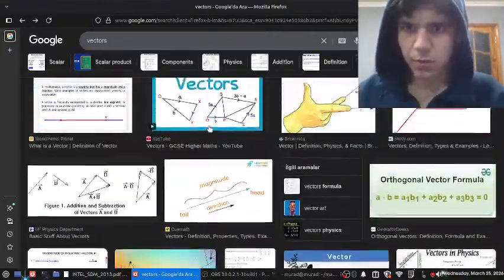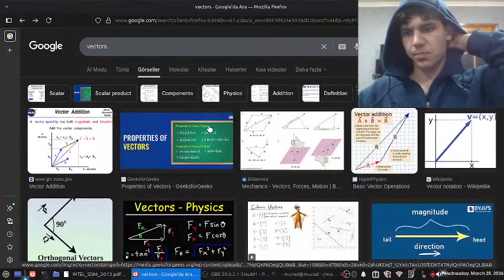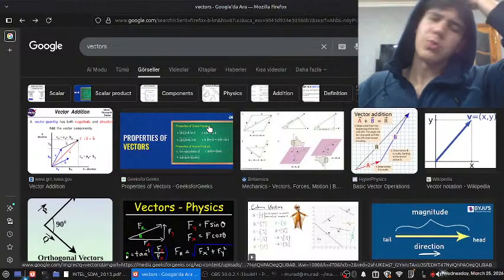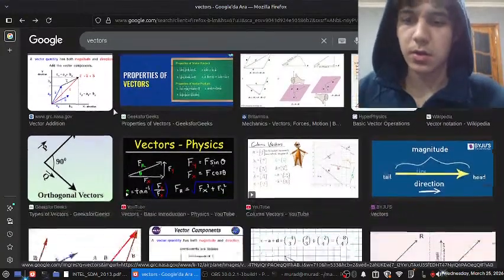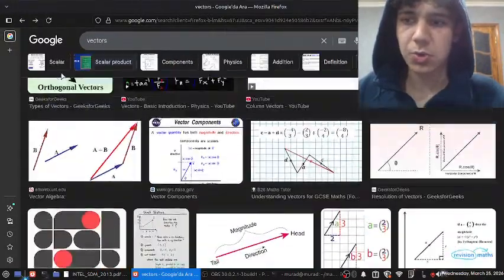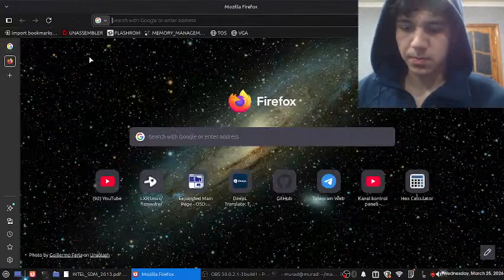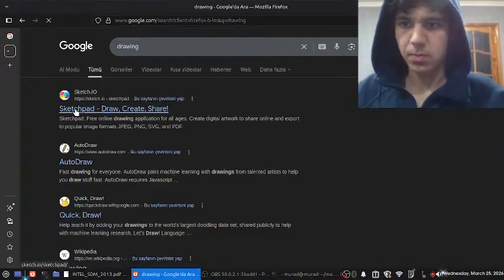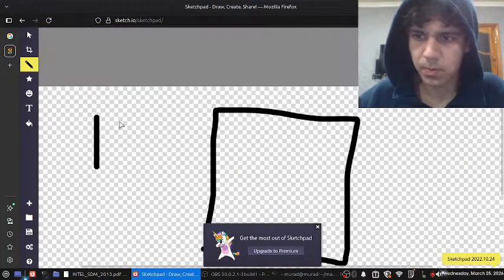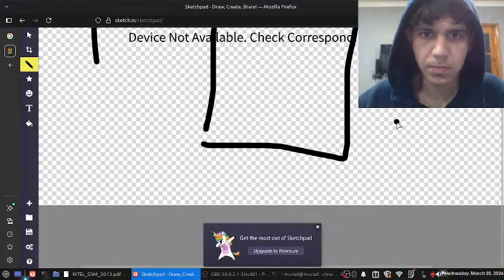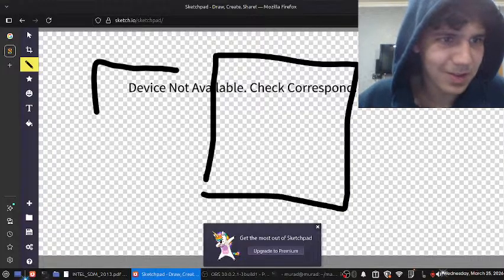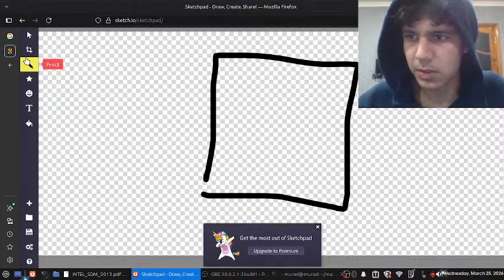There are magnitude of vector and length of vector. These are the same things, but if you want to find the length of a vector, you just simply do this formula here. Wait, what the fuck? Undo everything.